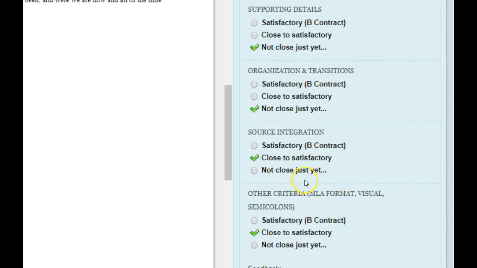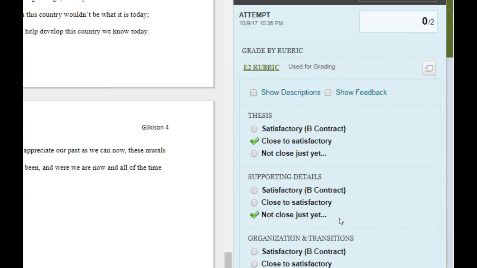Source integration, I gave you close there because I think you are trying to integrate some sources, and you did so in a way where it was kind of set up. But again, I think using two of the three sources that I provided might be a little bit more useful. And then here at close to satisfactory, because there should be captions on the murals, and the list of works cited doesn't look quite right yet. It doesn't have that hanging indent thing, but that's really small potatoes at this point.